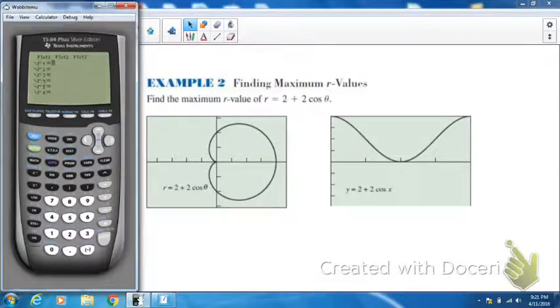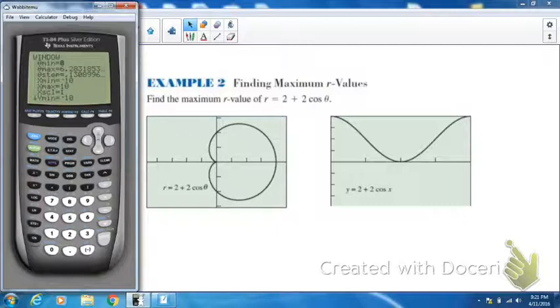And then we're going to put in our equation, 2 plus 2 cosine theta. And I'm going to graph. Actually, let's look at our window first. If I look at my window, I can see that theta's minimum is 0 and its maximum is 6.28. That's just 2 pi, so that's basically one rotation along the unit circle.